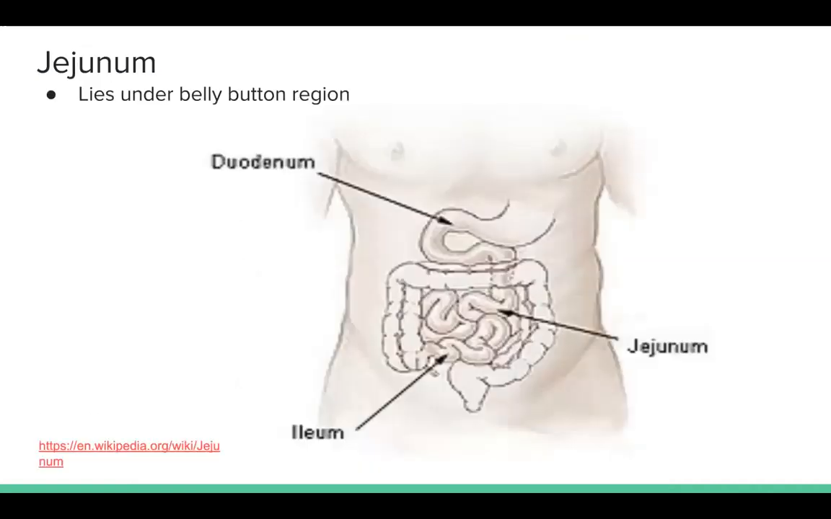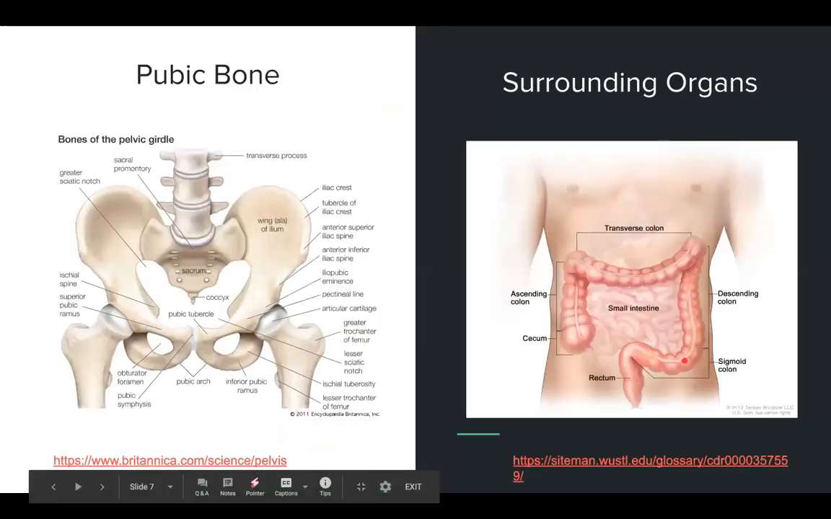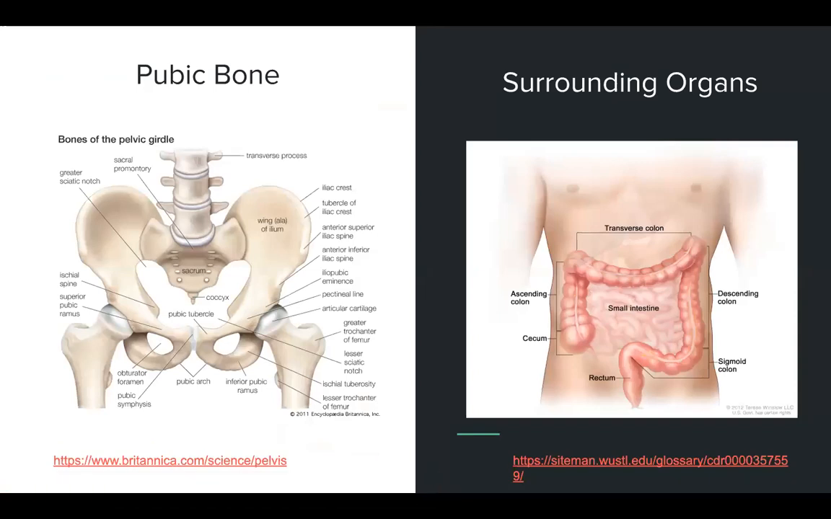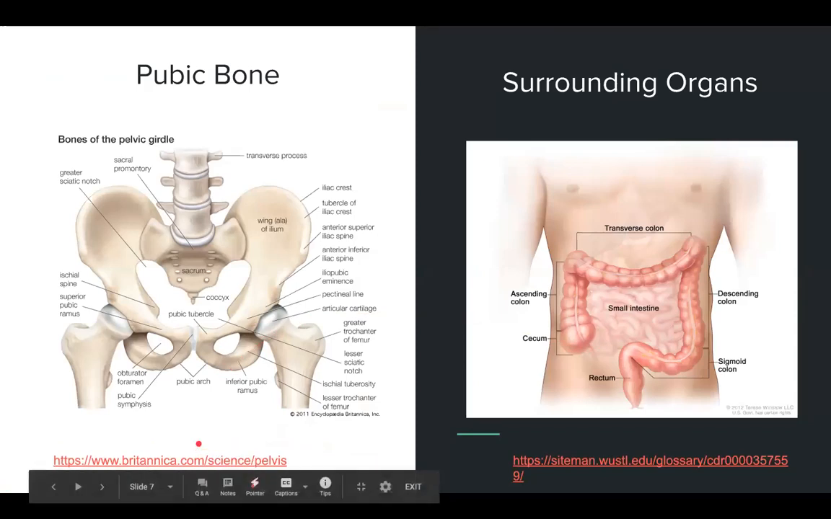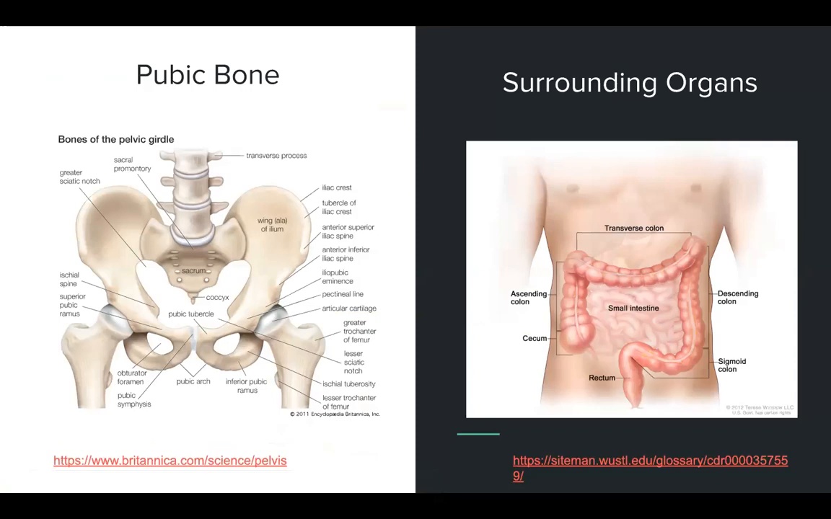One structure that lies directly deep to the belly button, which again is the intersection point of the abdominal pelvic cavities, is the jejunum of the small intestine, which can be seen here. There are additionally some important organs that are located near the pubic bone as food travels and makes its way towards the exit of the body. Organs that lie closest to the pubic bone include both the small intestine and the sigmoid colon.